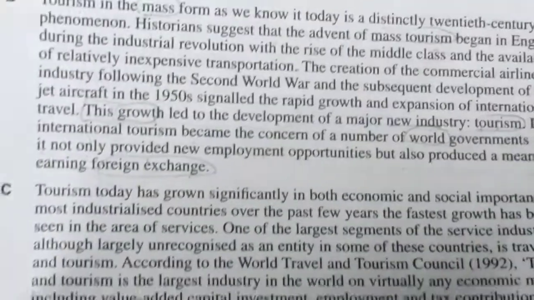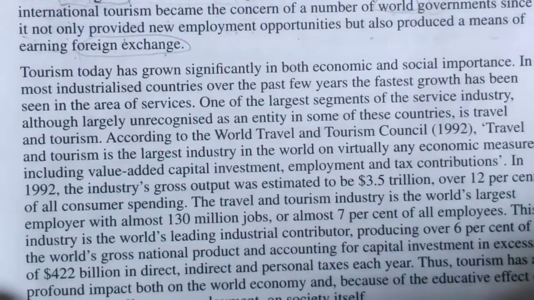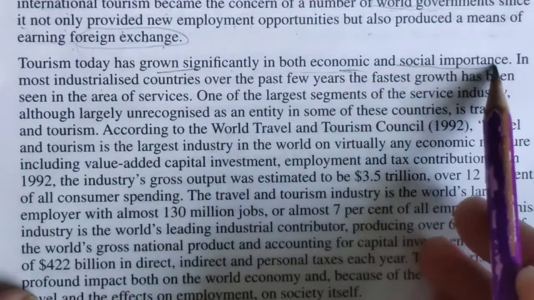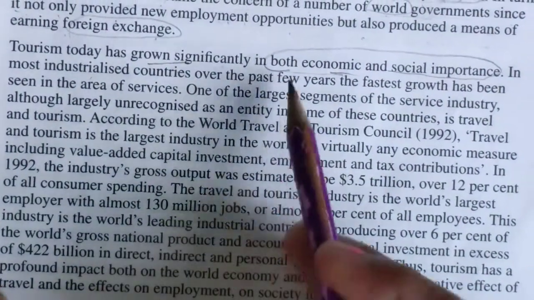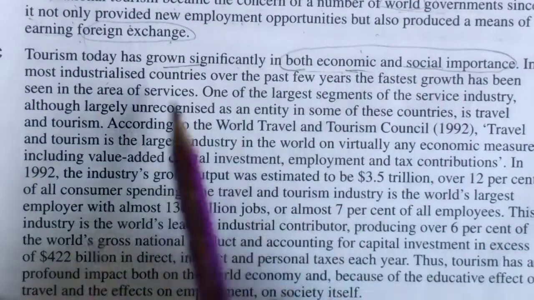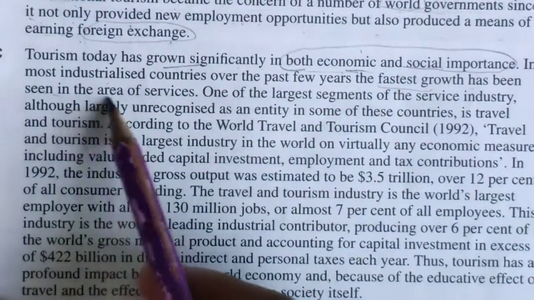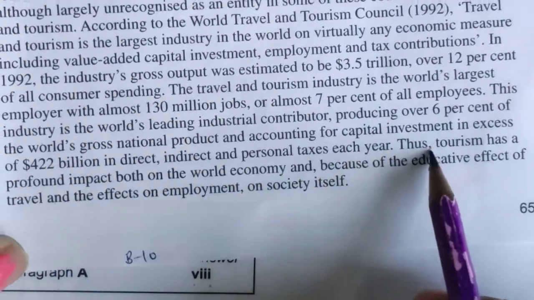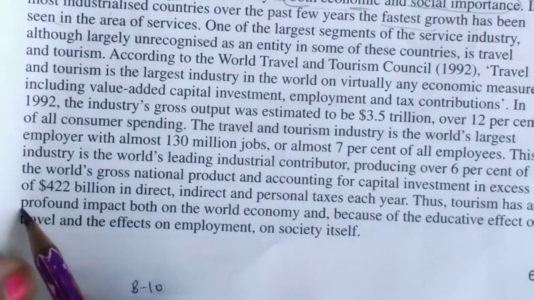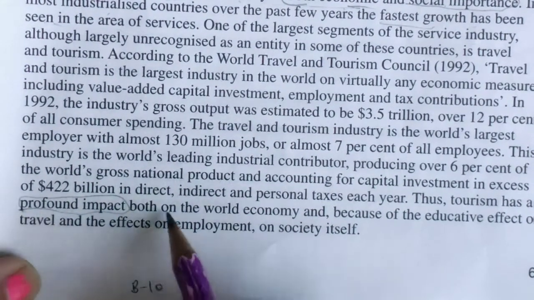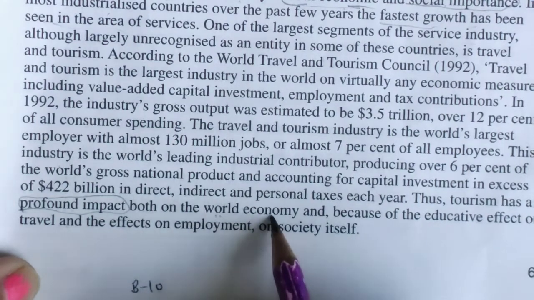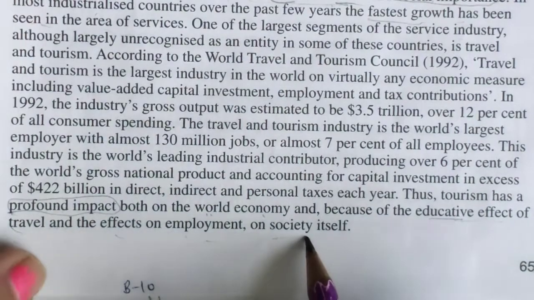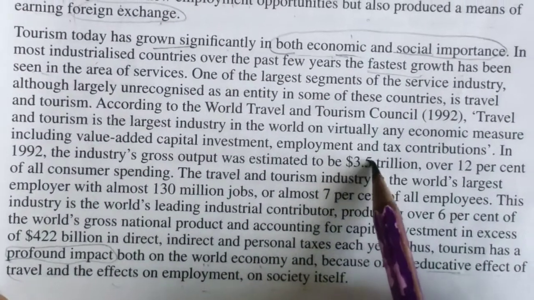So let's move on to the C paragraph. Yes. So C: tourism has grown significantly in both economic and social importance. Yes, these two words were in the first sentence. Let's read it. Fastest growth has been seen in areas, one of the largest. Okay, so let's read at the end. Thus tourism has a profound impact, both on the world economy, okay, and because of the educative effect of travel, and effects on unemployment and society itself. Okay, some money is also there.